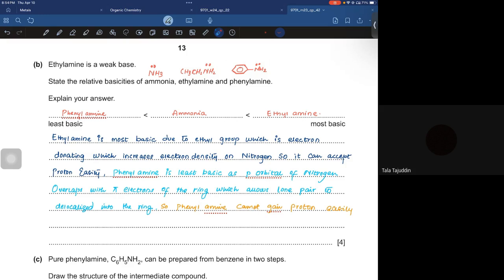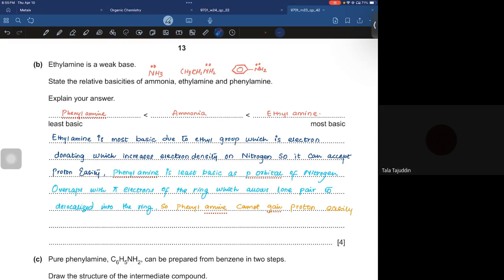And if you talk about this, you can see that this is an R group, and the R group is an electron donating group. When the electron donating group donates its electrons, of course one lone pair is already available, so repulsion is going to take place. As a result, this lone pair is more available. When it is more available, it can accept a proton easily. It's the strongest base, and ammonia lies in between phenylamine and ethylamine. That's the reason the least basic one is phenylamine.